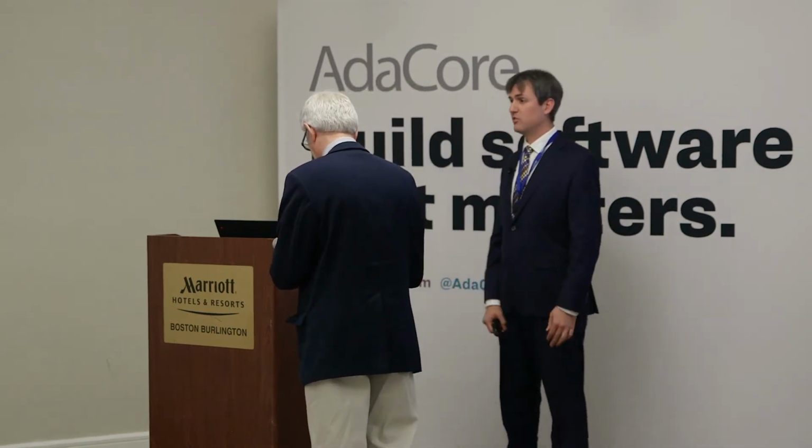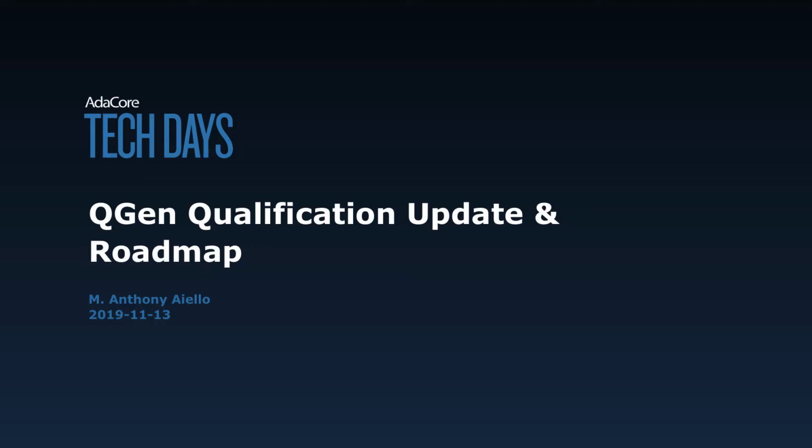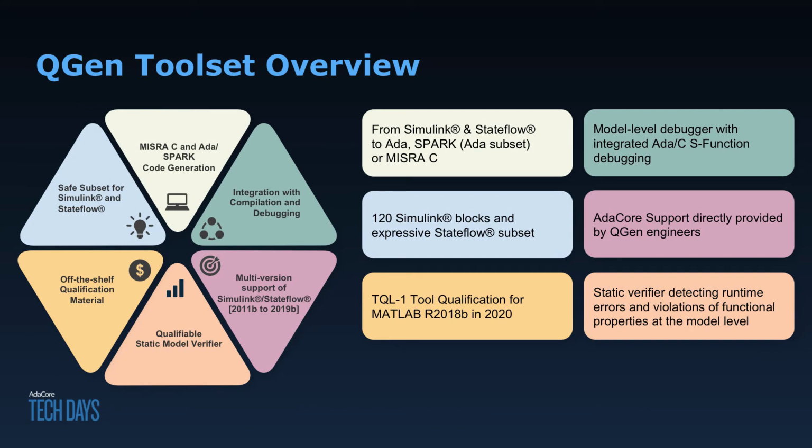So I actually get to talk to you about two products today, QGen and SSI, and I'll start with QGen. QGen is AdaCore's code generator for Simulink and Stateflow. For those of you who don't know QGen, QGen is a great tool. You can develop your models using Simulink and Stateflow, and then QGen will automatically generate SPARK or MISRA C.